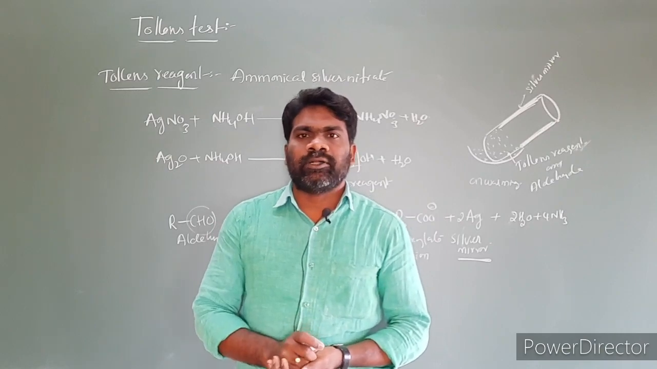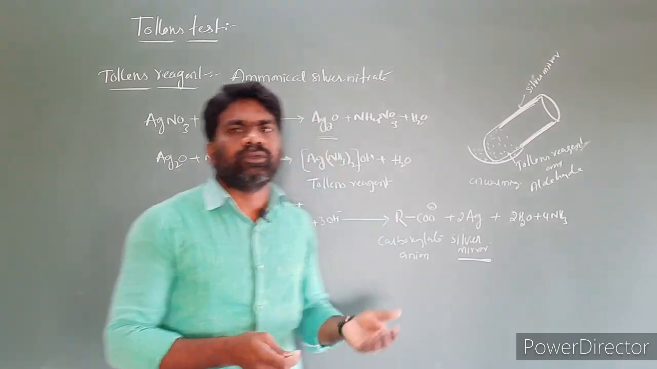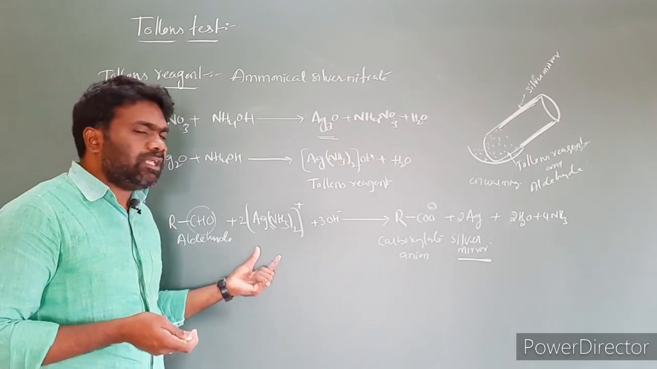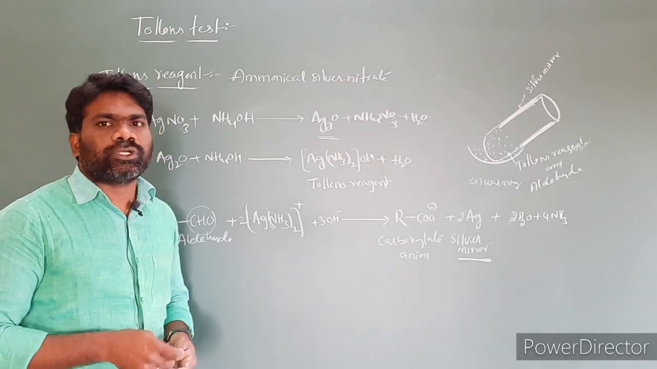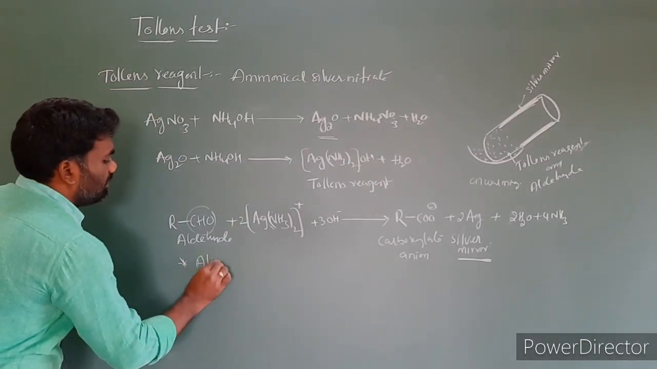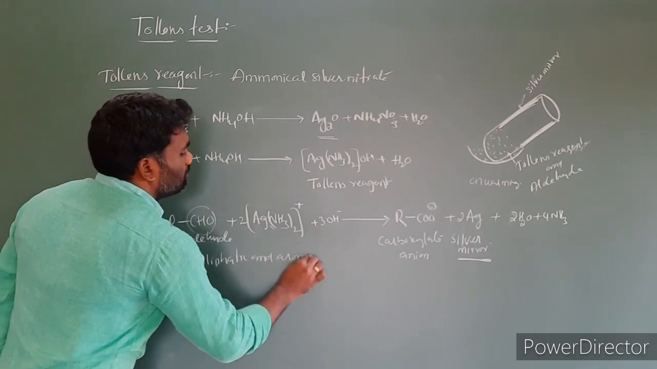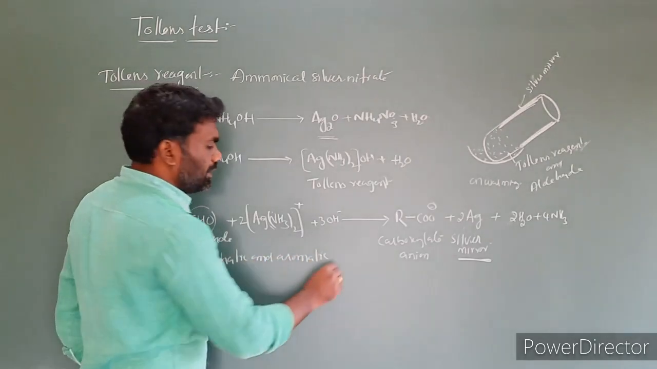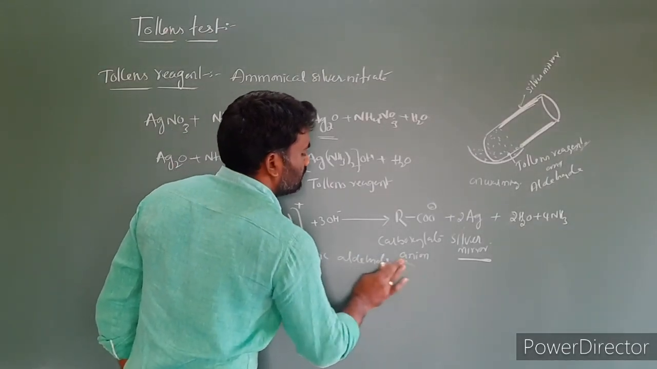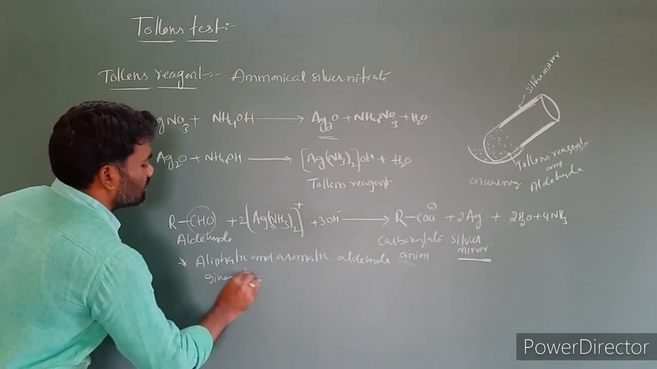Another important point is that aldehydes, both aliphatic and aromatic aldehydes, will give this test, and aliphatic and aromatic ketones do not give this test. This is a very important point. Aliphatic and aromatic aldehydes give the Tollens test.